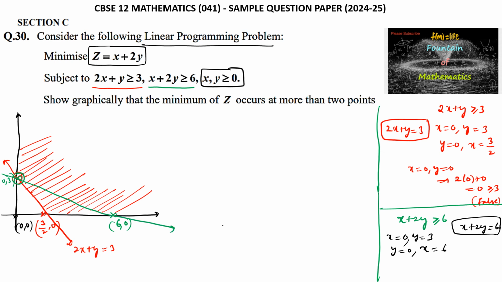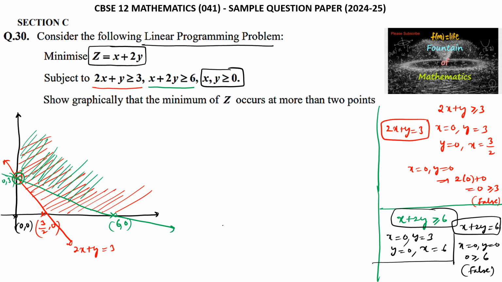And now coming to the inequality x plus 2y greater than or equals to 6, the half plane. Here also when x is equal to 0 and y is equal to 0, 0 plus 2 into 0 is 0, which is less than 6. So 0 greater than or equals to 6 is false. So the shaded region will be away from the origin. The origin will not satisfy, so the half plane is other than that, and hence we can conclude this is the feasible region. And this is x greater than 0, y greater than 0.